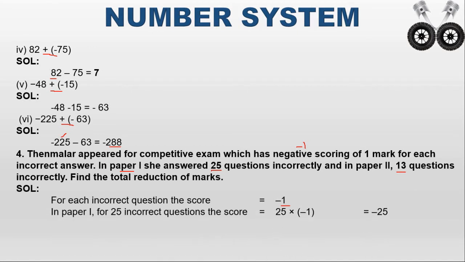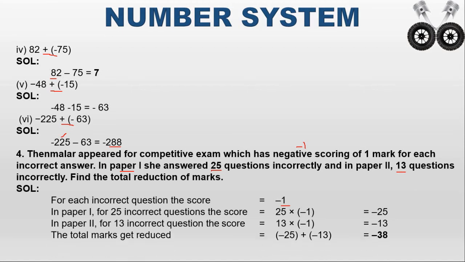So next, in paper 1, for 25 incorrect questions, the score equals what? So we have to find the score for incorrect questions. So 25 into minus 1. So 25 into minus 1, the answer is minus 25. In paper 2, for 13 incorrect questions, the score equals what? So 13 into, for each incorrect question, how much mark? Minus 1. So 13 into minus 1, which is equal to minus 13.